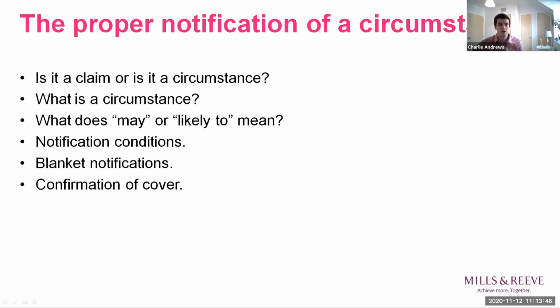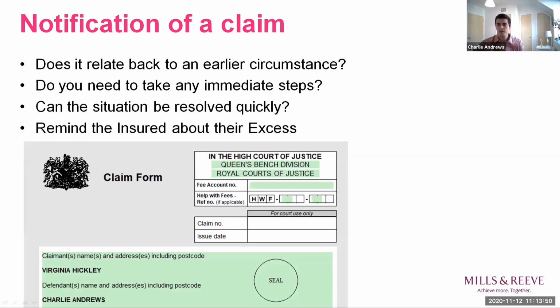Okay, so let's move on to what happens if we get notification of a claim. Here we go. Then we've got our claim form that's just come in. What do we do now? So first, we need to assess the facts and look at whether this claim relates to an earlier circumstance. If we're dealing with a claims made policy, which most professional indemnity policies will be, then the claim will attach to the policy that the circumstance was notified. And that's why the steps that I discussed a few minutes ago are really important.